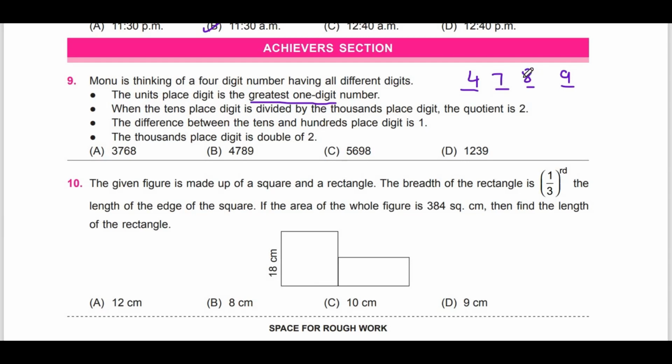The tens is 8 and the hundreds is 7. So when you subtract, you get 1. So all the clues are correct for this number. So the right answer is 4,789. Isn't it easy?